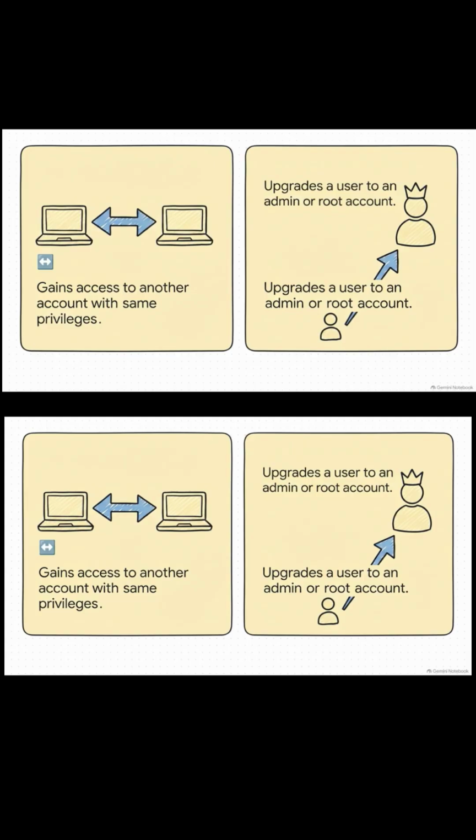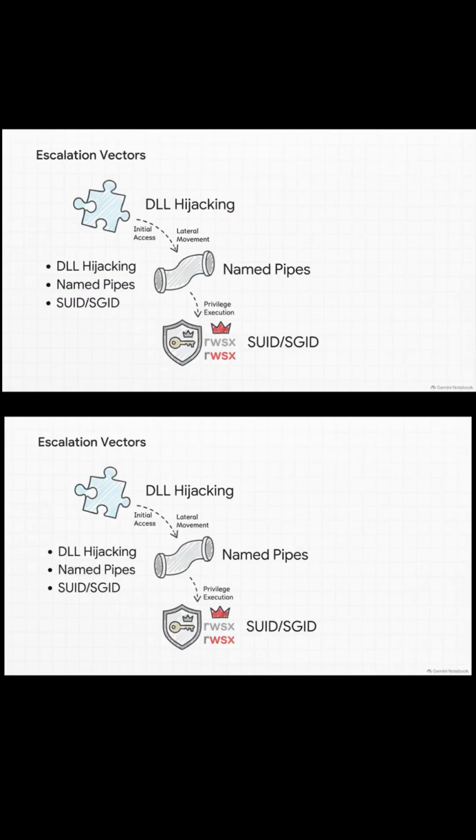Vertical escalation, though, that's moving upwards. That is taking your low-level account, exploiting a flaw, and upgrading yourself to an administrator or root account. That's the one that gives you total, undisputed system control. So how exactly do they snag those master keys? Usually through a few really common escalation vectors.